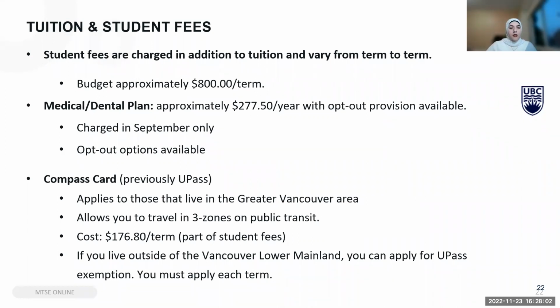For Compass Card, applies to those that live in the Greater Vancouver area, allows you to travel in 3 zones on public transit. The cost is $176 and some change per term, and it's part of the student fees. If you live outside of the Vancouver Lower Mainland, you can apply for UPass exemption. You must apply each term.